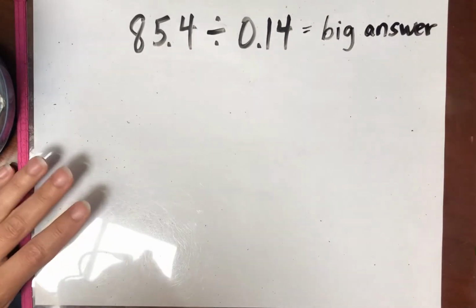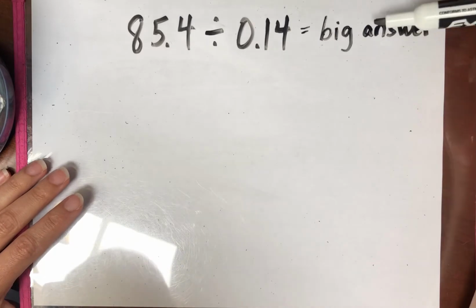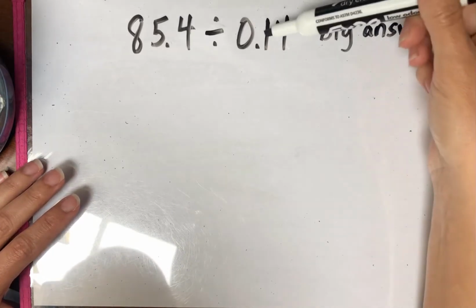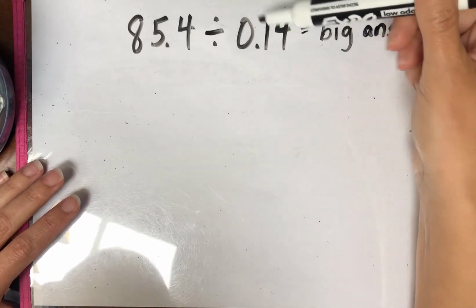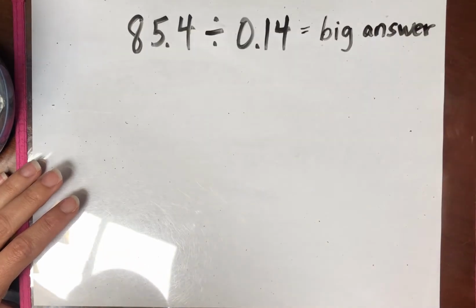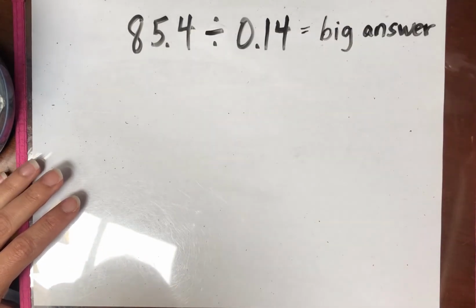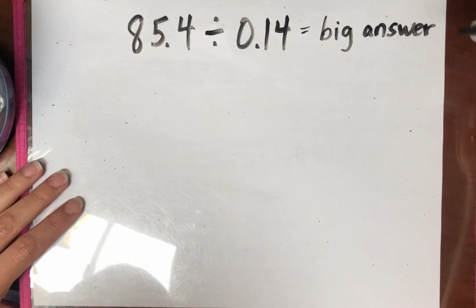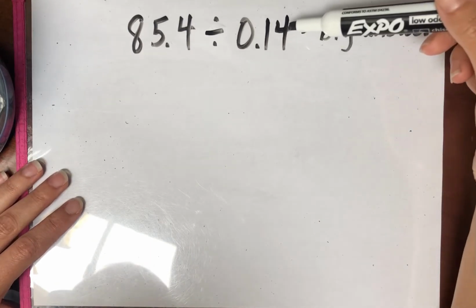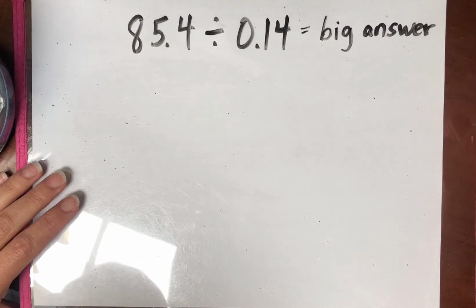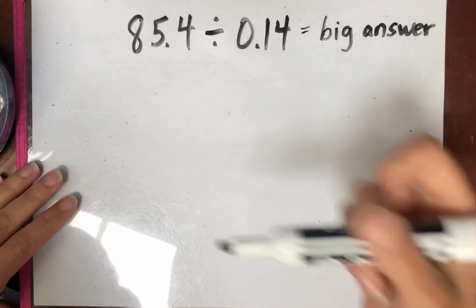because they're basically saying how many groups of 1400ths are in 85 and 4/10. So whatever my answer is, I should expect it to be pretty big because there's going to be a lot of groups of 1400ths in the whole number 85. Okay, so just kind of keep that in mind.